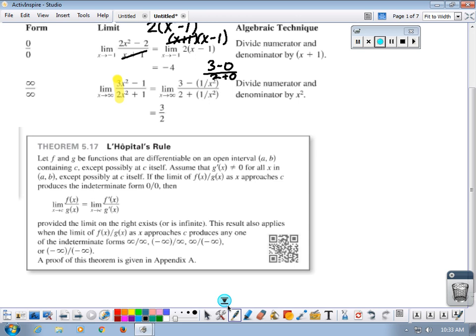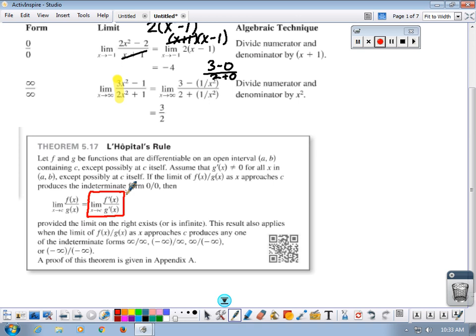If the limit of f of x over g of x as x approaches c produces the indeterminate form 0 over 0, then that limit is also equal to the limit as x approaches c of f prime of x over g prime of x. So what I'm reading is right here. Provided that the limit on the right exists or is infinite.